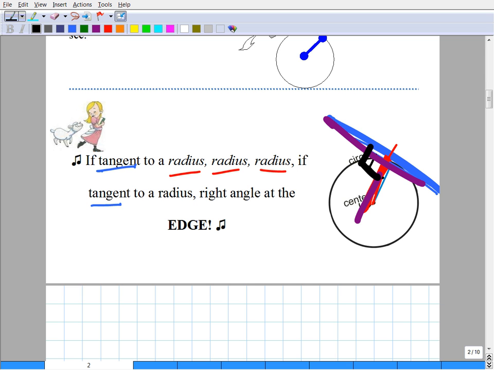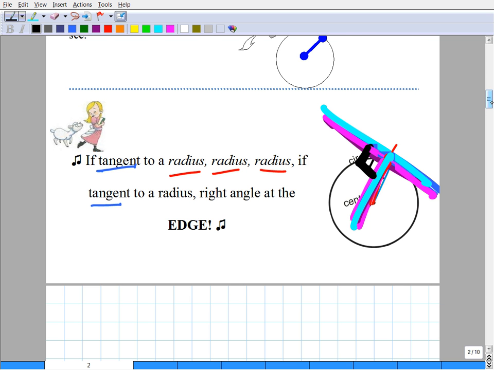We have 5 people that don't think they have to trace and sing. Pick up your pencils and trace and sing. Okay, I know you can do that. Ready? If tangent to a radius, radius, radius, if tangent to a radius, right angle at the edge.